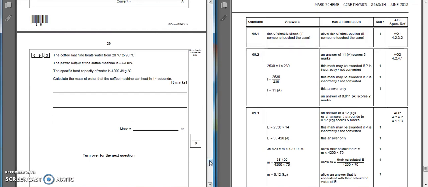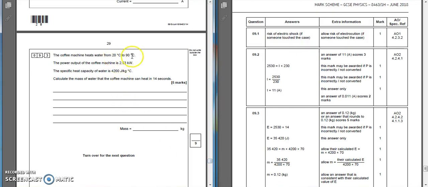9.3. This is 5 marks for a calculation because it's got 2 formulas in it. Any really high scoring marks with calculations is going to involve changing formulas, significant figures, and multiple formulas. So which ones stand out for you?